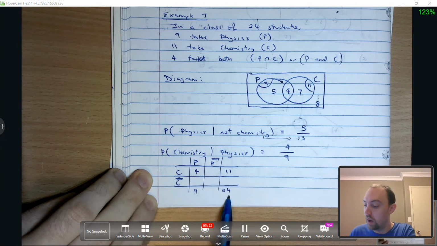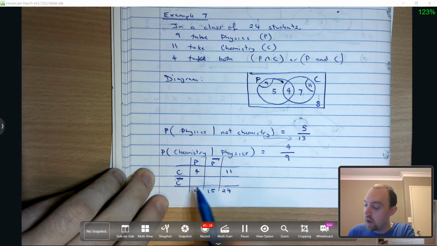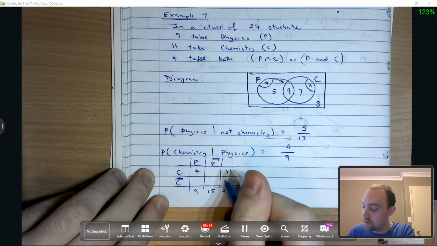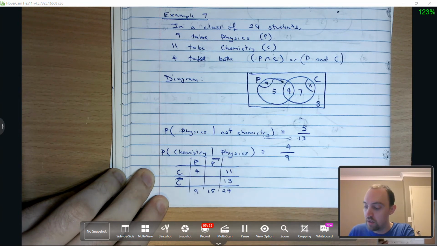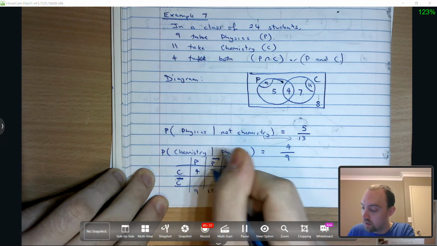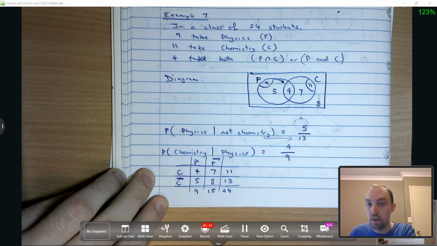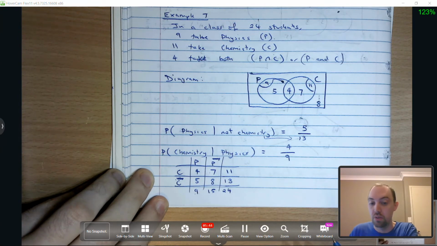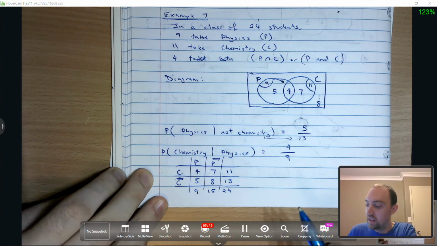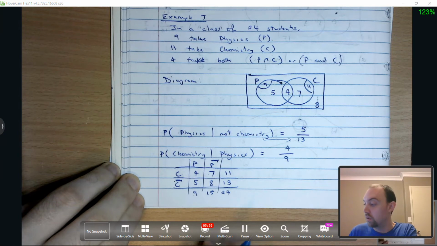So how many people aren't taking physics is 15. How many people aren't taking chemistry is 13. How many people are taking chemistry but not physics? 7, 5, 8. We've done two-way tables before, so I don't want to spend too much time on it, but it can be useful to help organize your thinking. Because sometimes Venn diagrams are hard when you're trying to think of what's outside the circle.